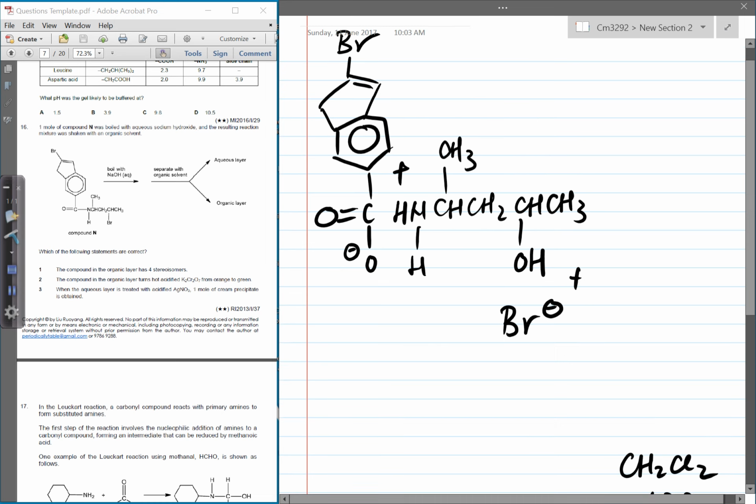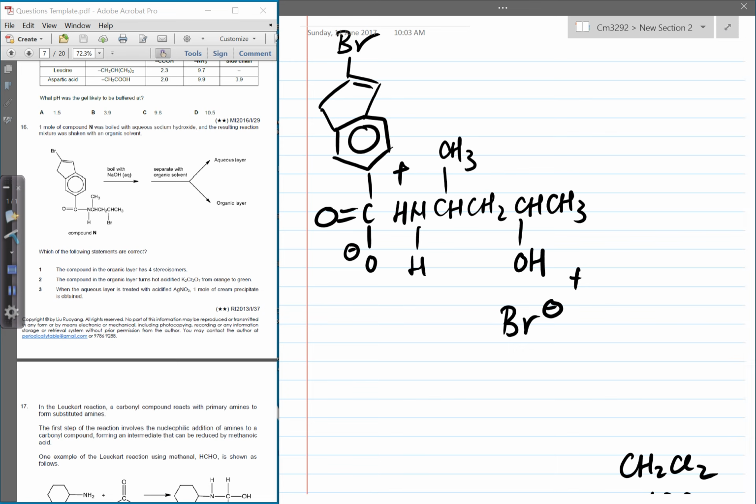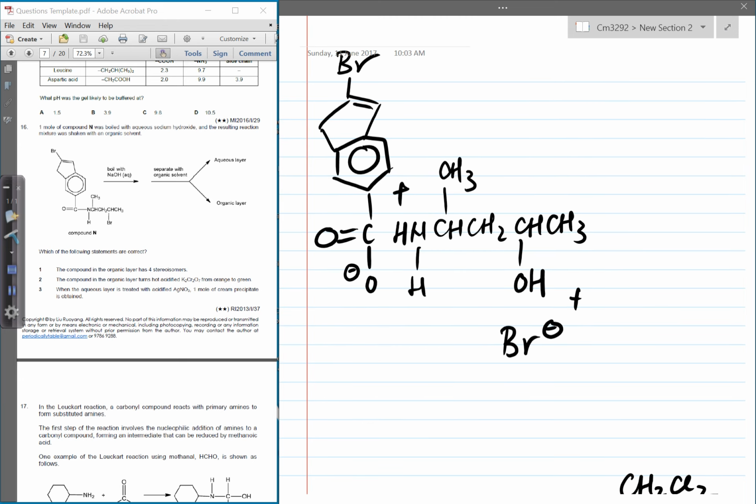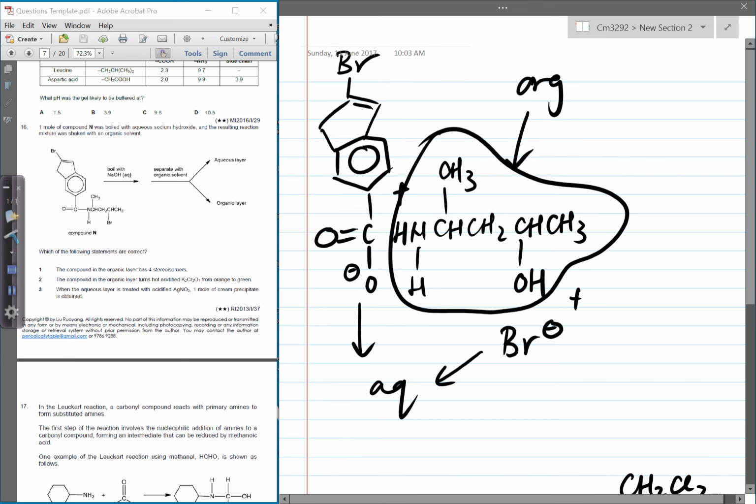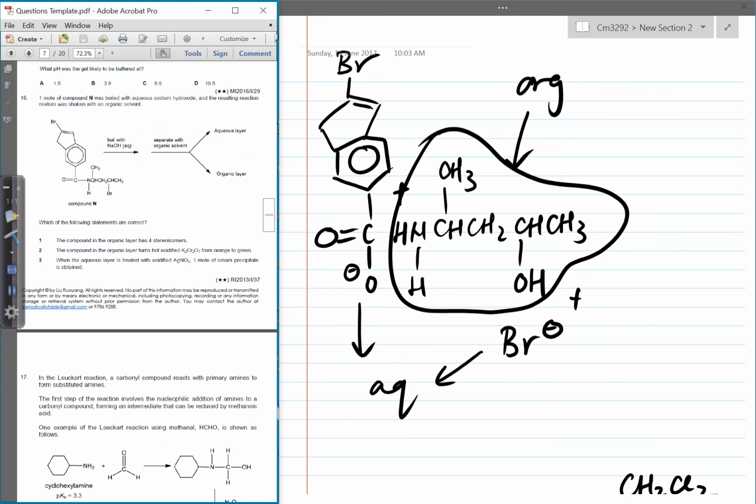Afterwards, you want to separate them because maybe you want to obtain only one of them. What you do is you add organic solvent, right? Or you can add aqueous solvent, doesn't really matter. If you add organic solvent, it's going to dissolve all the uncharged molecules, right? Which is very obviously the center one. While your aqueous layer will contain this and this, right? So this is aqueous, this is organic, right? And then you can proceed on to the choices.